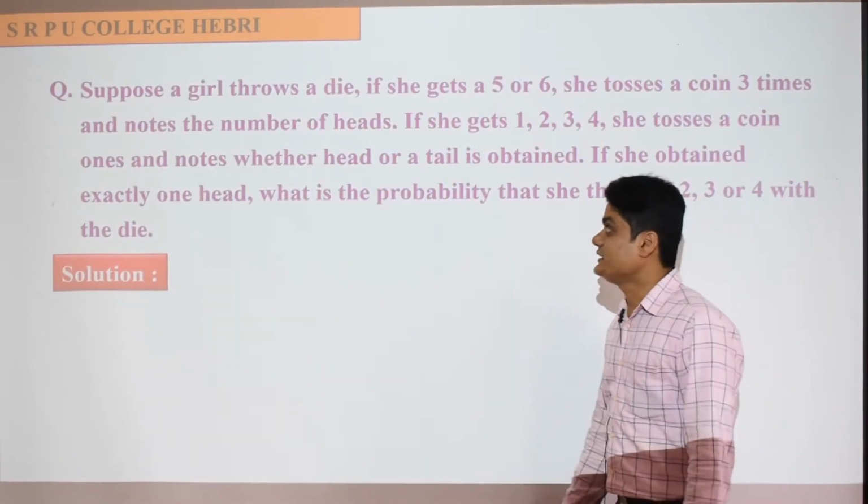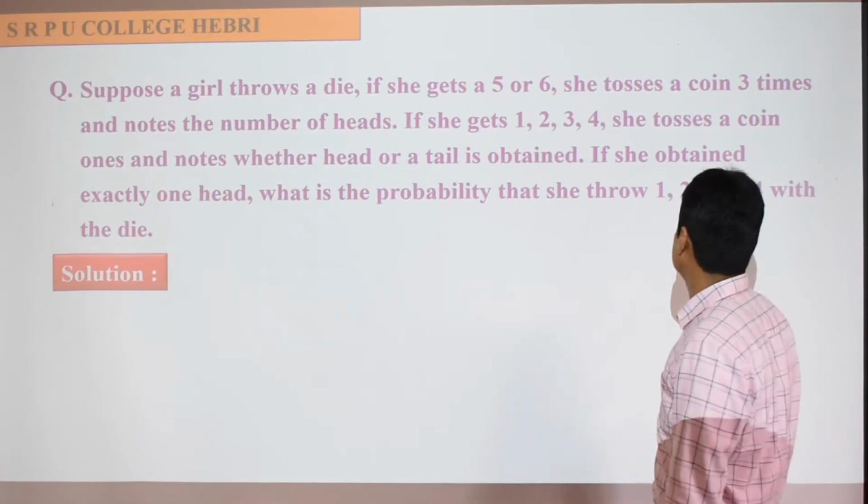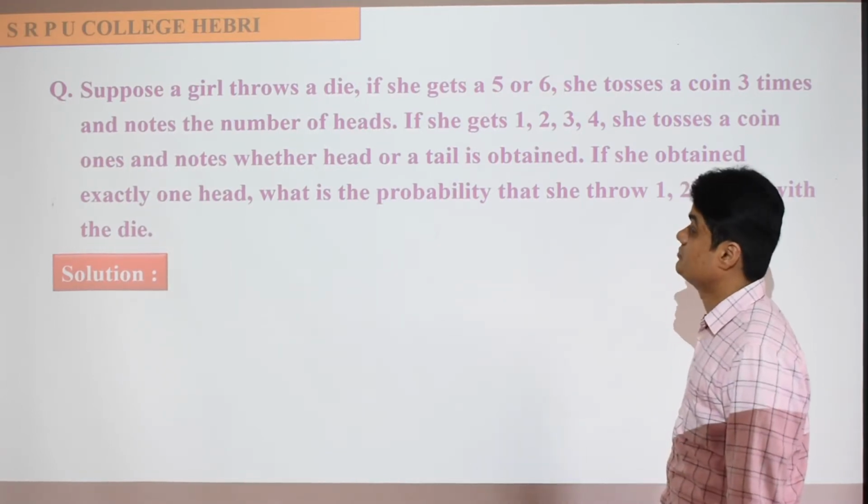Next question. Suppose a girl throws a die. If she gets 5 or 6, she tosses a coin 3 times and notes the number of heads.